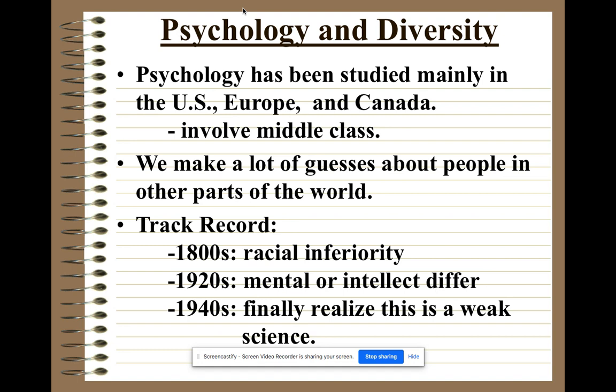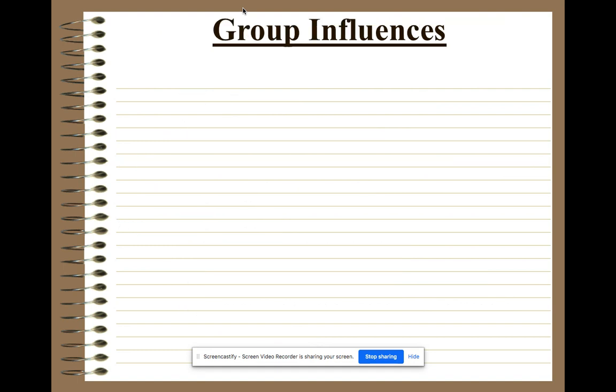Finally, in the 1940s and mainly in the 1960s, psychologists decided this wasn't how they wanted to go about doing things. They didn't need to prove racial inferiority or racial superiority. They wanted to learn about how people thought.